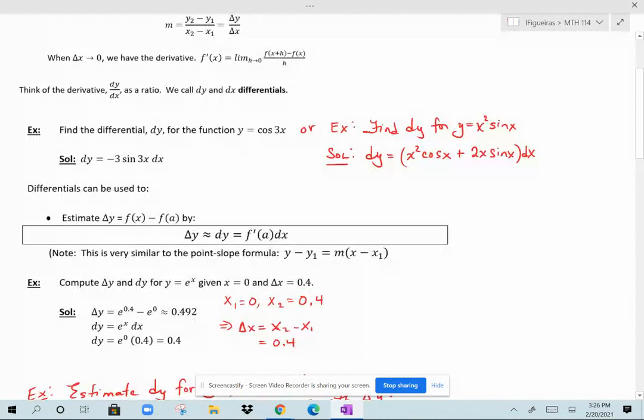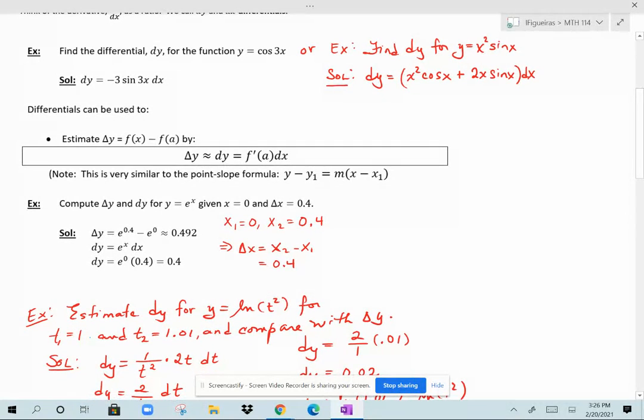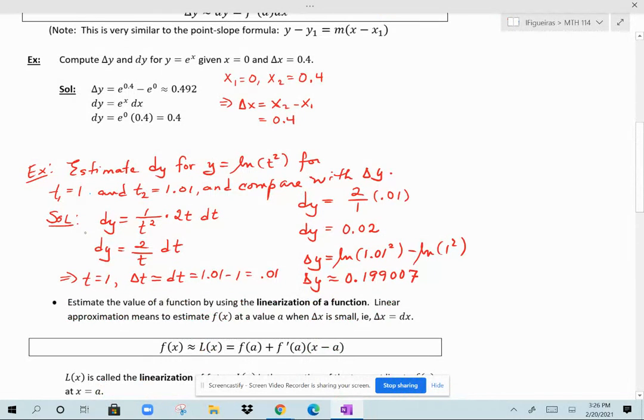Here's another one. We want to estimate dy for y equal to the natural log of t squared, for t sub 1 equal to 1 and t sub 2 equal to 1.01, and then compare it with the calculation for delta y. So let's do our dy first. We take our differential. For this function, I have to use the chain rule. So it's 1 over t squared times 2t, followed by dt. When you simplify it, you get that your differential dy is 2 over t dt.